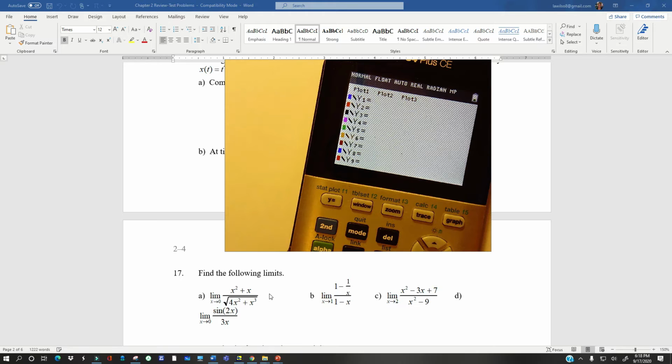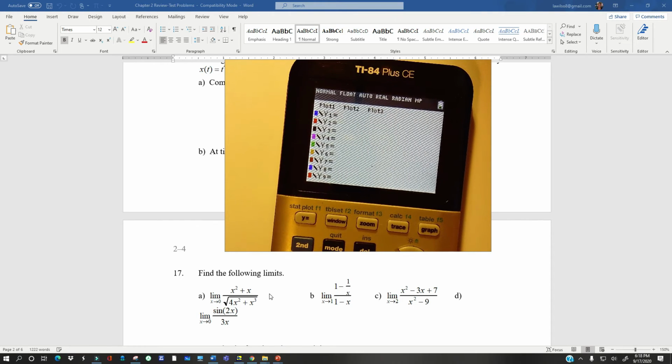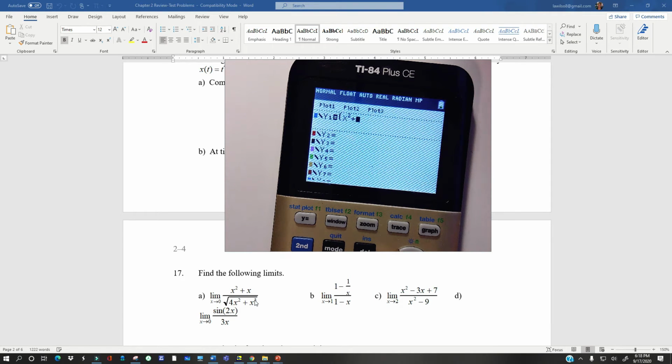So in the first one, you have to be careful when you put these into the calculator. Especially if you have more than one term in the numerator, you need to put parentheses around them. And the denominator, since we have a radical, we don't need parentheses around it. So I'm going to put parentheses around x squared plus x, divided by the square root of 4x squared plus x cubed. And I'm going to hit the graph key. And here comes my graph.